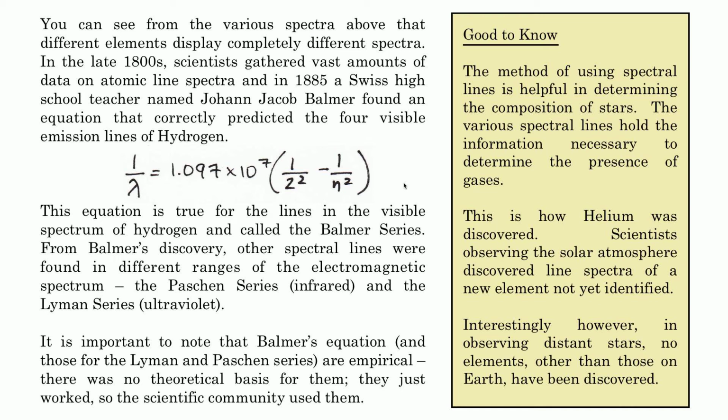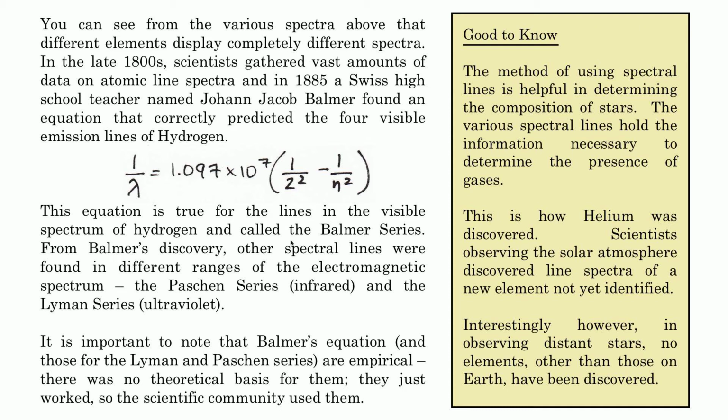And so this is what's important, right? Because he found this empirically. So he used observation to describe what he saw. So there is no theoretical basis for this equation yet. He did this just by observation. He was able to come up with this equation that predicted the wavelength of each of those lines.